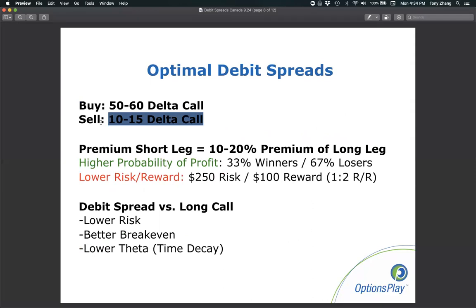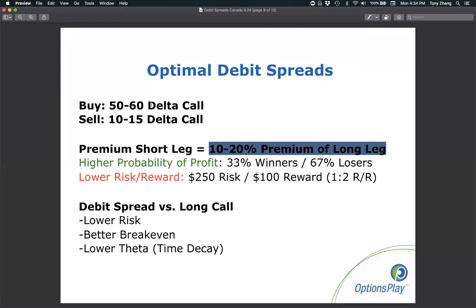So that's what we generally find is the optimal debit spread, where the premium of the short leg, the leg that you're selling, will offset about 10 to 20% of the premium of the long leg. That's usually the type of sweet spot that we see with trading debit spreads, that we always tell users to start off with. So if you're trying to figure out where to start off, this is usually a good starting point when you're trading a debit spread, whether you're bullish or bearish.